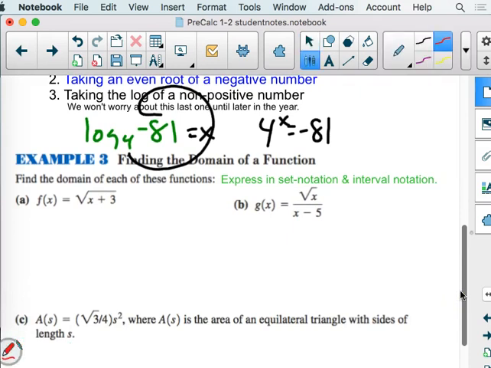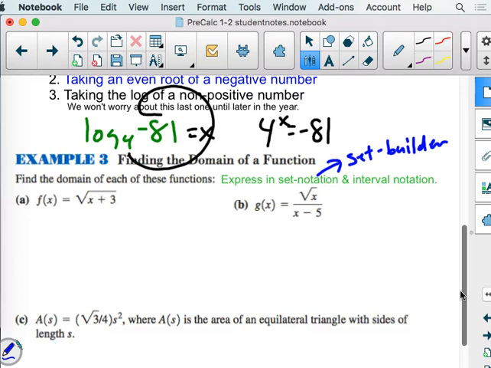So now we're going to jump right in, and we are going to find the domain of each of these functions. It says express in set notation and interval notation. I want to remind you that this really means set builder notation right there. So we're going to do both of these. Set builder notation mostly is just a reminder so you guys don't forget about it. And it actually leads us to our interval notation.